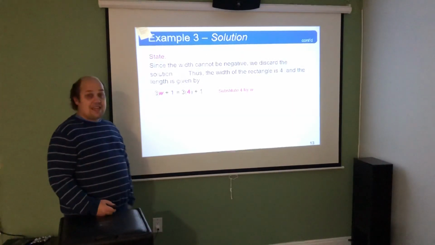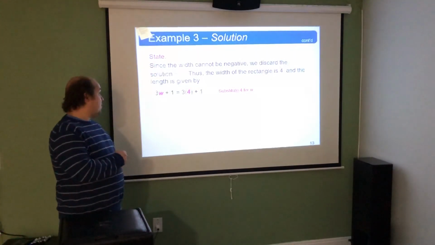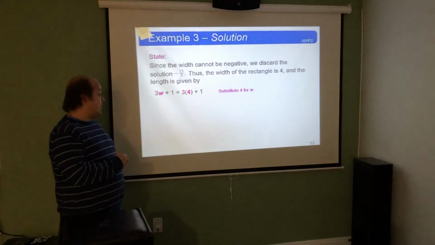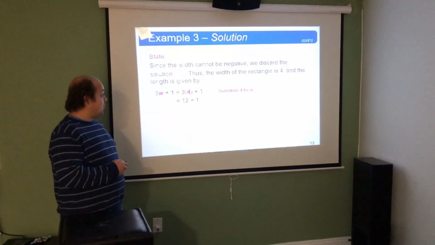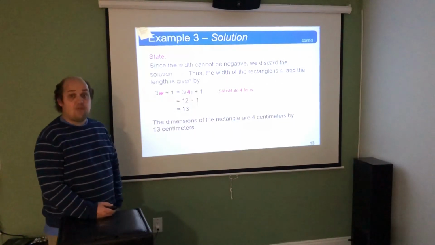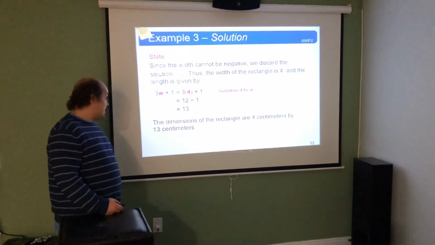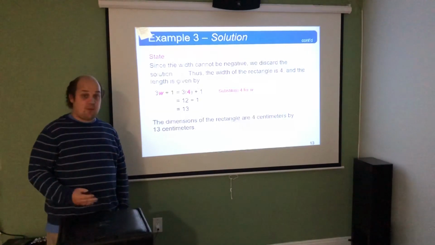For that reason, I can plug it into my length formula to find the answer for length. 3 times W plus 1 becomes 3 times 4 plus 1. 3 times 4 is 12, plus 1 gives me 13. So the dimensions of the rectangle are 4 centimeters by 13 centimeters. For the questions I ask you, it usually stops there, asking for dimensions.